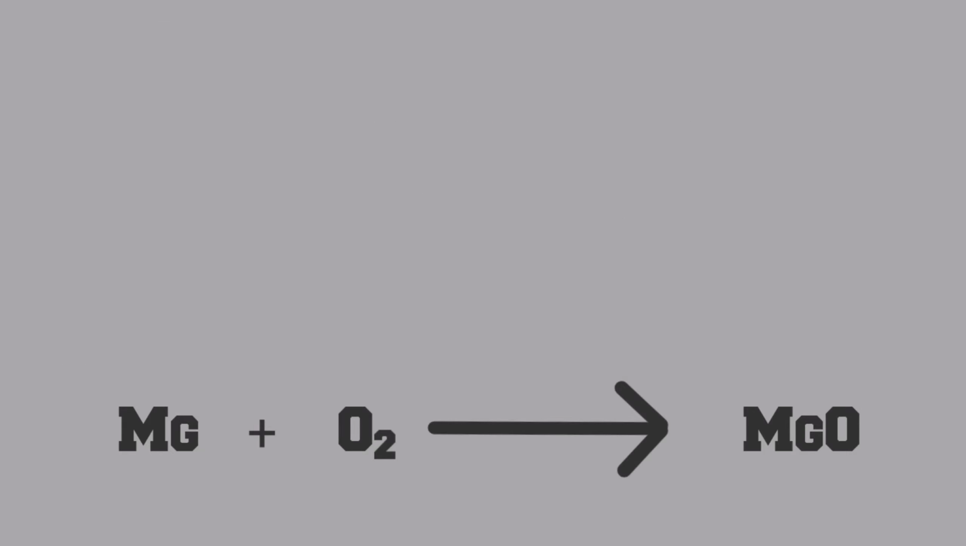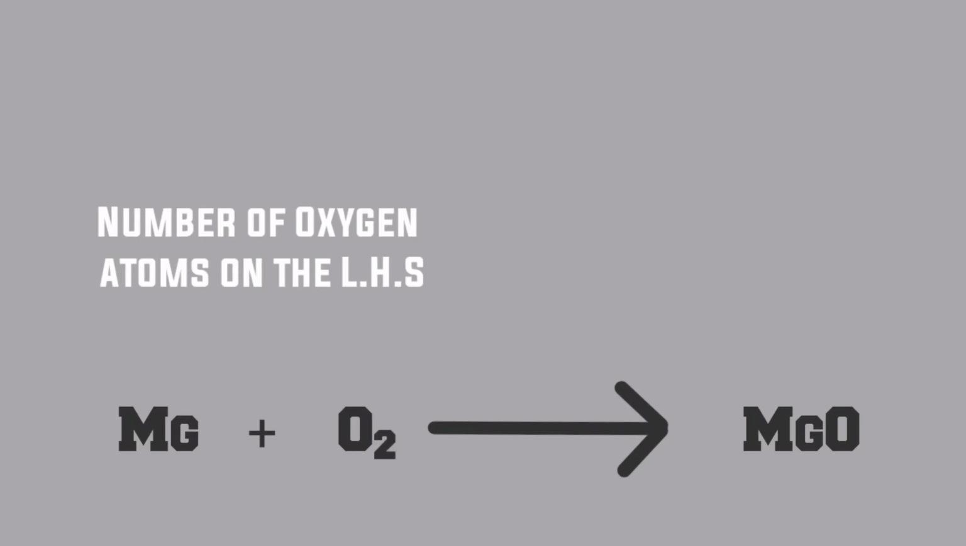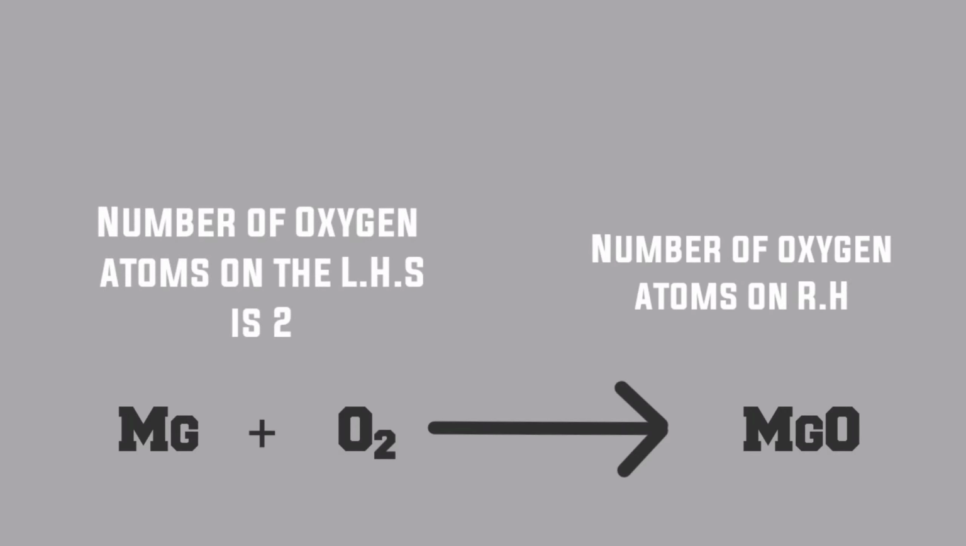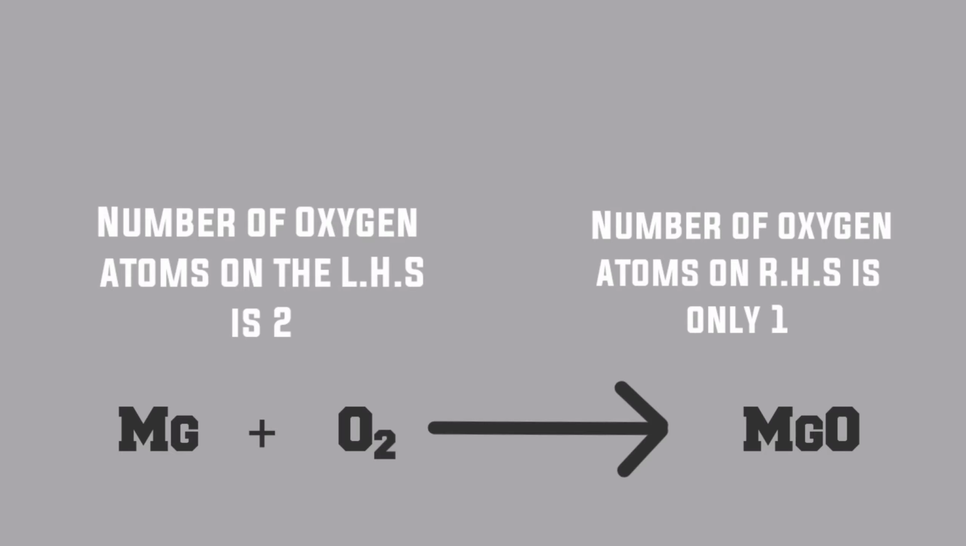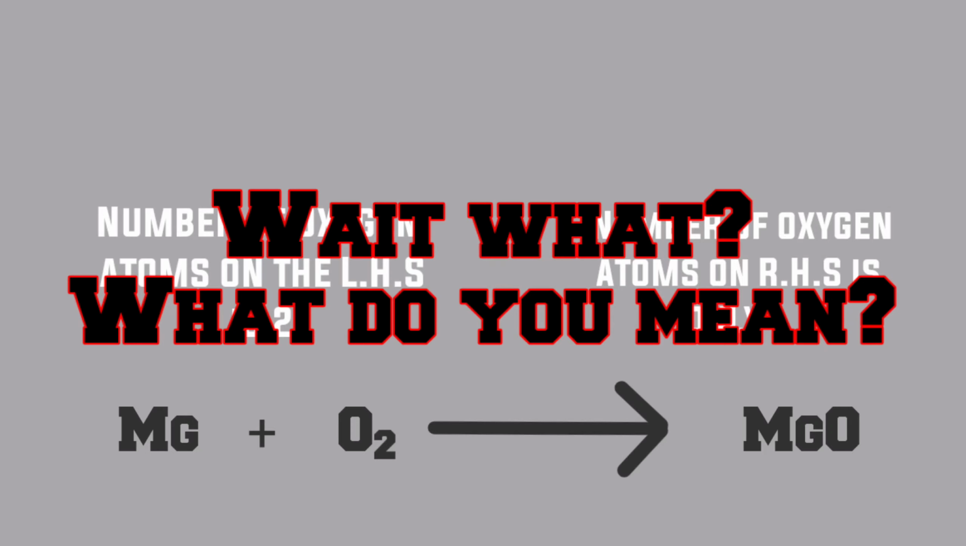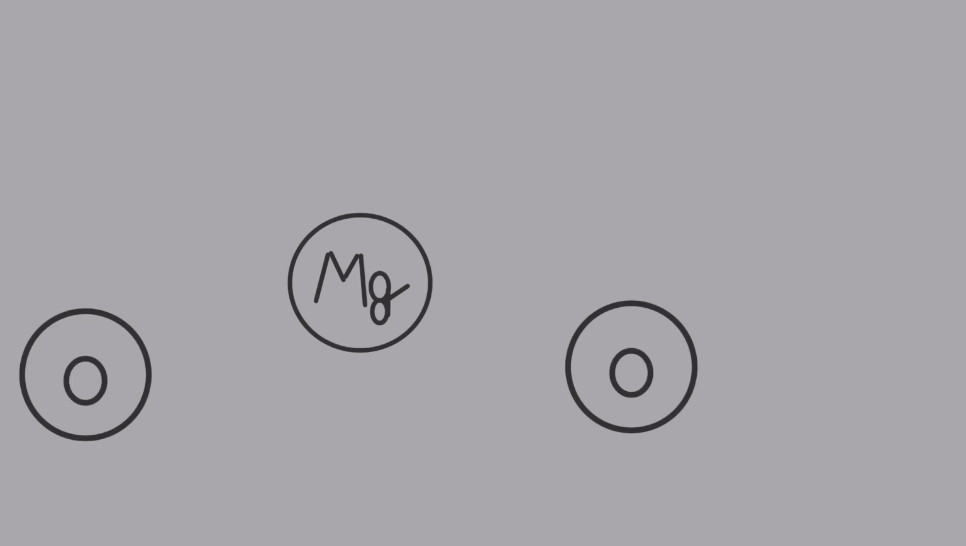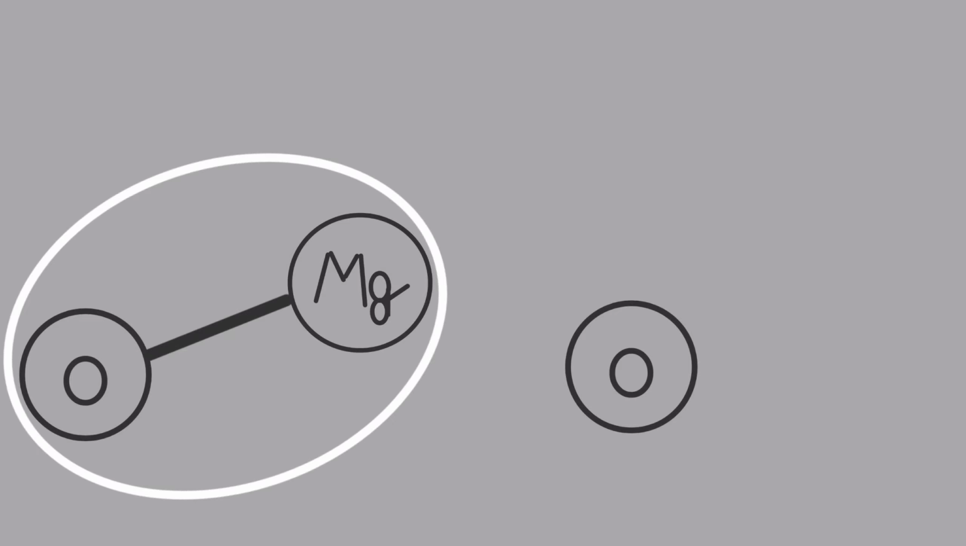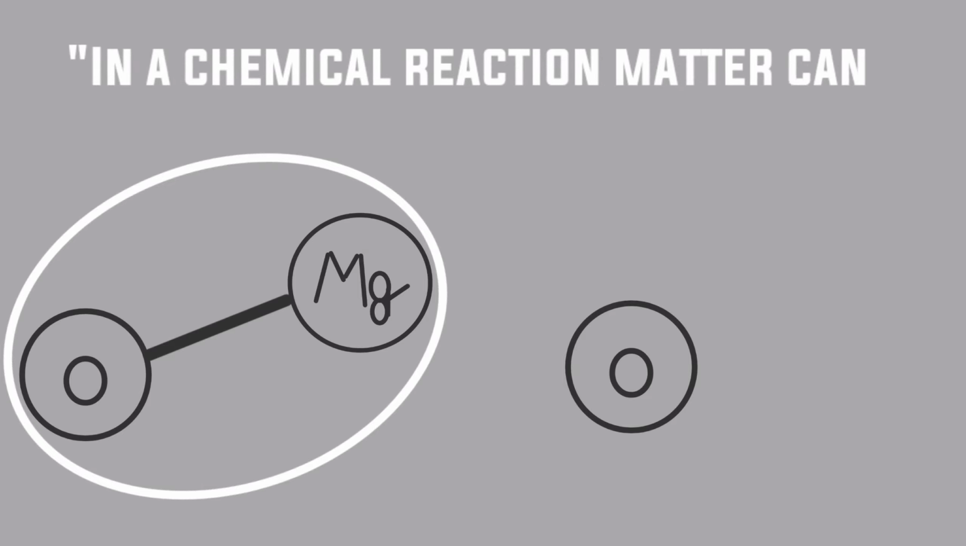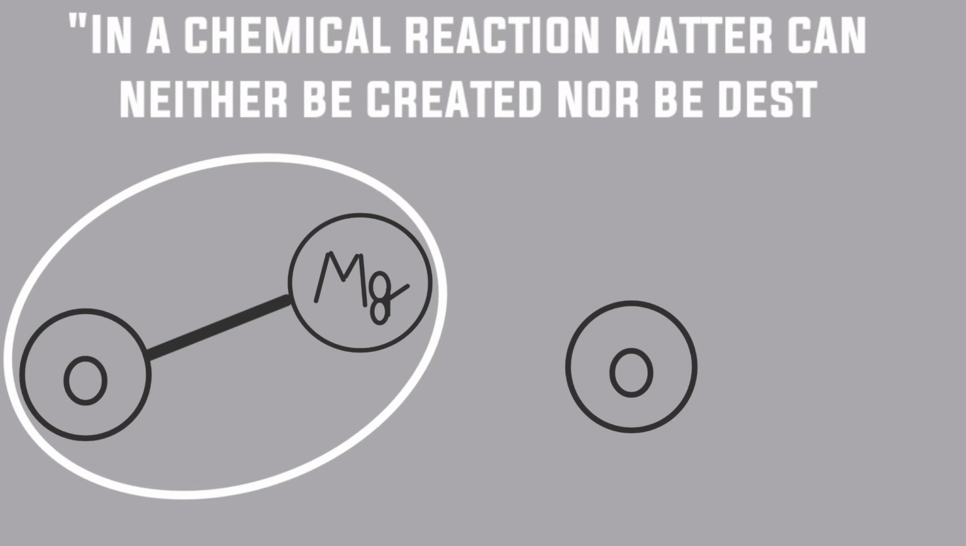But there is a flaw. The number of oxygen atoms on the LHS is 2 while the number of oxygen atoms on the RHS is only 1. Now you might ask, wait, what? What do you mean? Well, here is what I want to say. This equation right now is unbalanced because one atom of magnesium can only react with one atom of oxygen. So what happens with the remaining atom of oxygen? Since in a chemical reaction, matter can neither be created nor be destroyed.